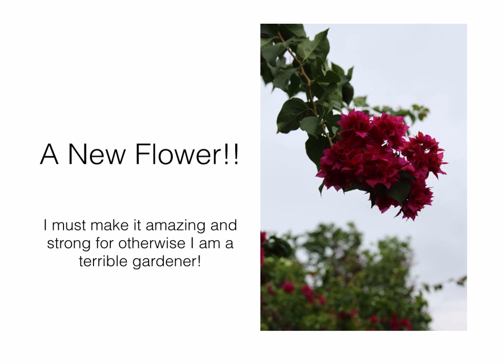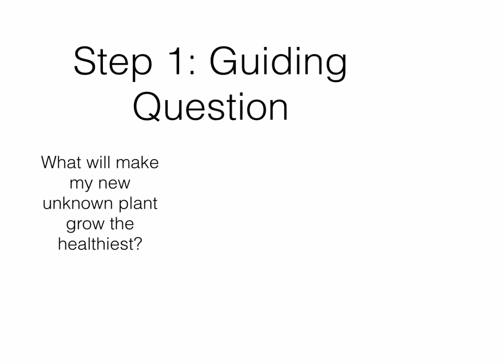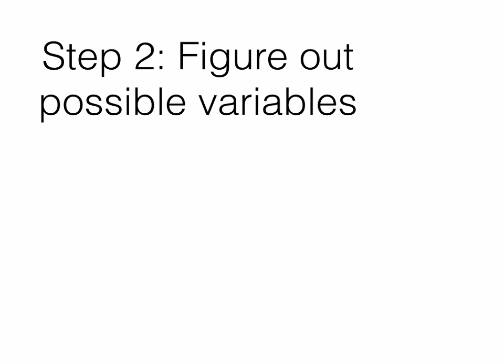So say for example, I get a new flower and I have to make it grow lovely, beautiful, amazing in my garden. I want to know, first off, with my step one guiding question, what will make my new unknown plant grow the healthiest? And there it is growing. Yay! So, step two is I'm going to figure out all possible variables.